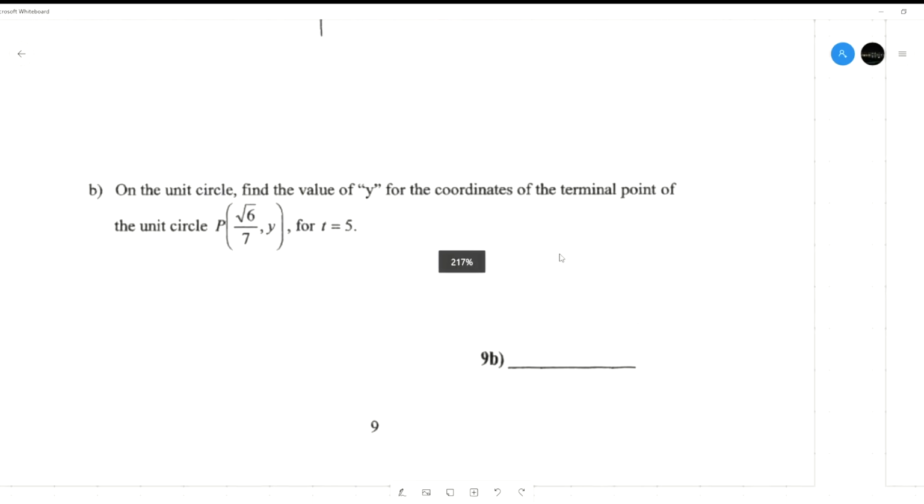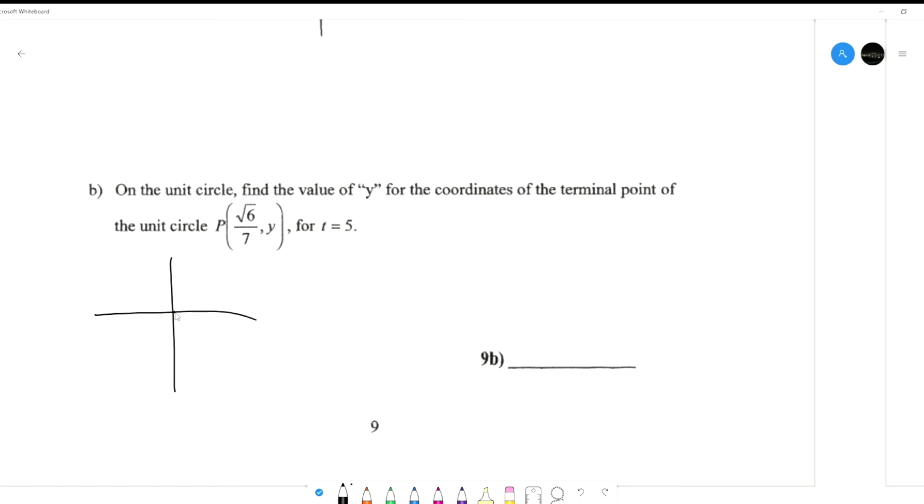Alright, what else we got here? Okay, on the unit circle, find the value of y for the coordinates of the terminal point of the unit circle, P, which is radical 6 over 7, and y for t equals 5. Okay, so find the y. So what quadrant? Do you know what quadrant we're in when we say t is equal to 5? Does anyone know what quadrant we're in? When t is equal to 5. This is important because if you don't select the correct quadrant, you're going to do the wrong thing.